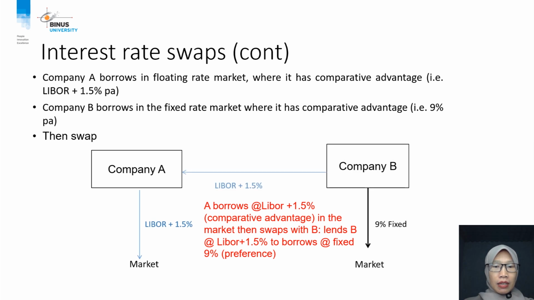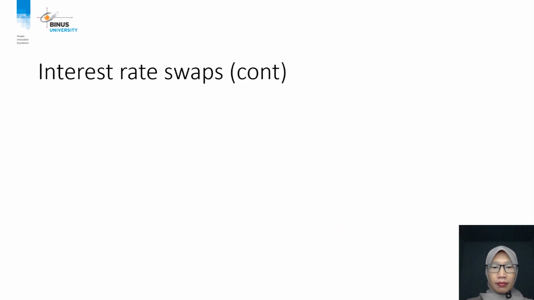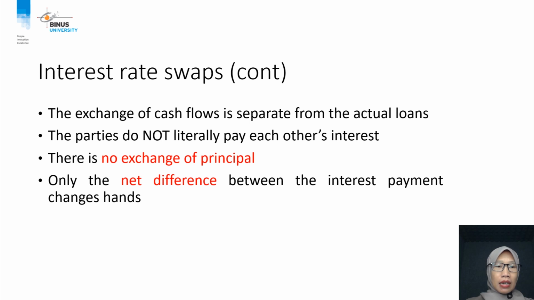And so Company A borrows in the floating rate market where it has comparative advantage. Company B borrows in the fixed rate market where it has comparative advantage. Then swap it. The exchange of cash flows is separate from the actual loans. The parties do not literally pay each other's interest. There is no exchange of principal, only the net difference between the interest payments changes hands.